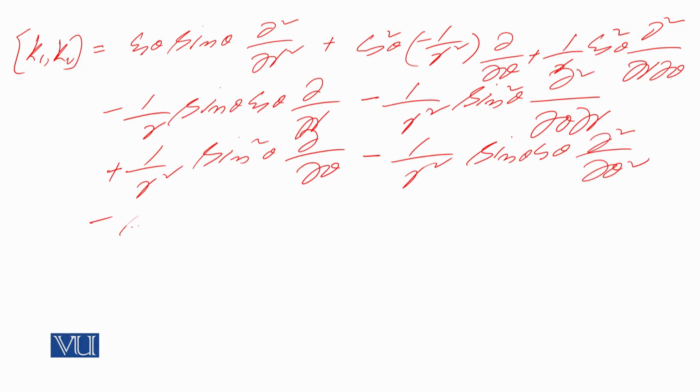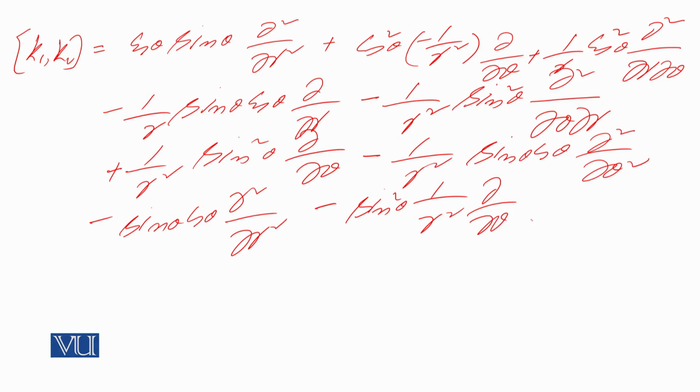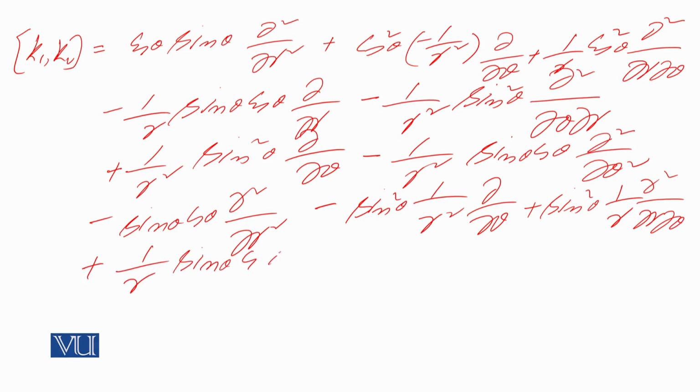Next is minus sine square theta minus sine theta cos theta partial square by partial r square minus sine square theta 1 over r square partial by partial theta plus sine square theta 1 over r partial square by partial r partial theta. And next is plus 1 over r sine theta cos theta partial by partial r minus 1 over r cos square theta partial square by partial theta partial r.